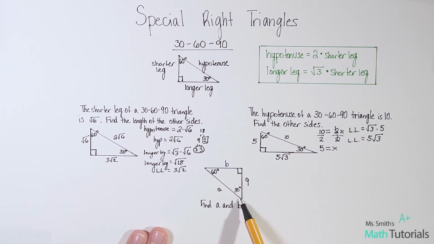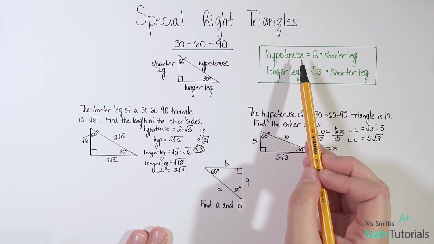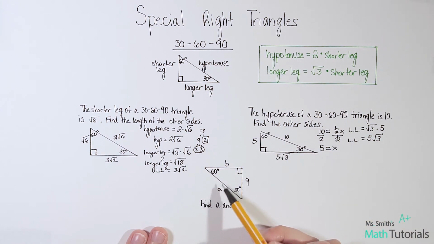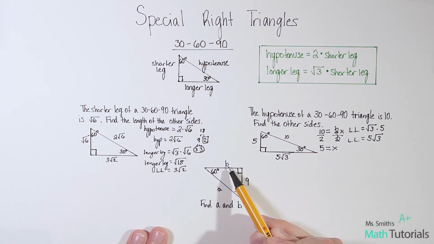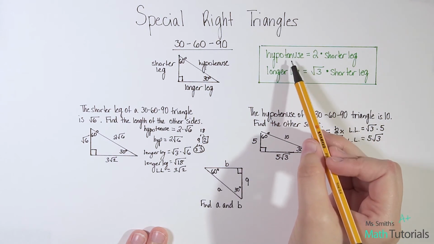Now you may say this side doesn't look longer than this side. It's just a picture. It's just a visual representation. It's not drawn to scale by any means. We would want to recognize I've been given the longer leg. So which rule would I want to start with? I need to find the hypotenuse and the shorter leg. Okay, so which rule would I want to start with?